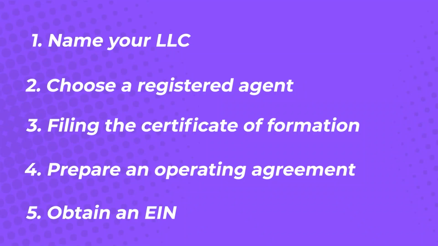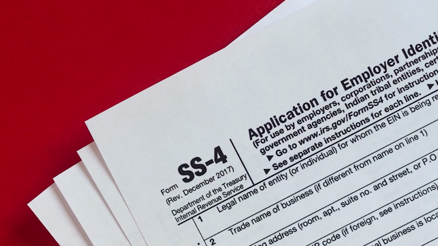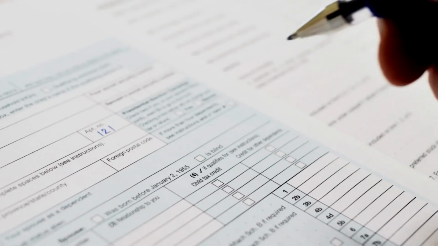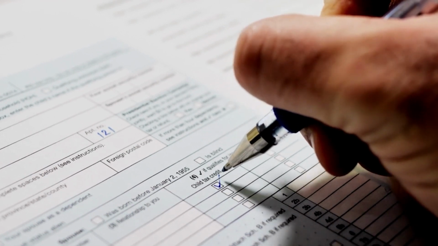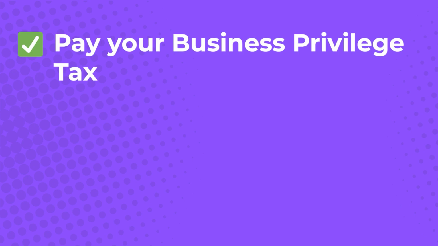Step 5. Obtain an EIN. Next, we need to get an EIN for your LLC. An EIN, or Employer Identification Number, is a federal tax ID issued by the IRS to your company. Your EIN is used by the IRS to readily identify your firm on tax filings. All firms pay a business privilege tax, and the state requires you to have an EIN to file.